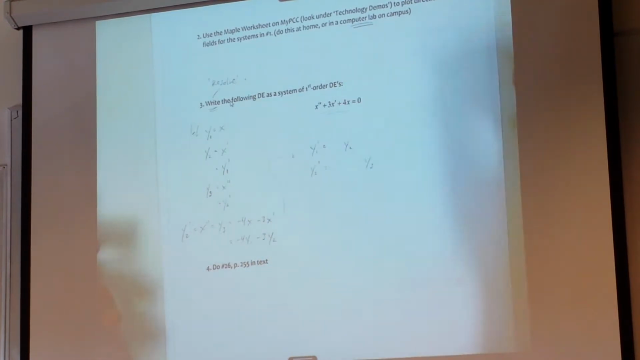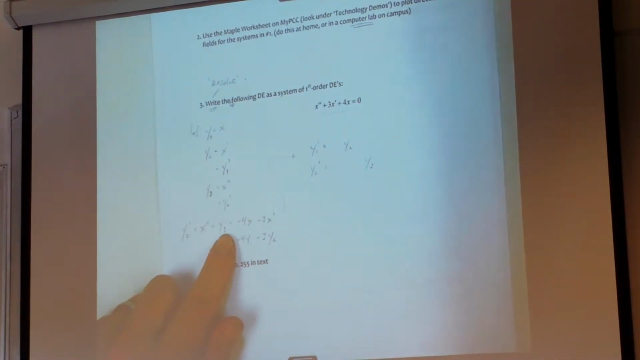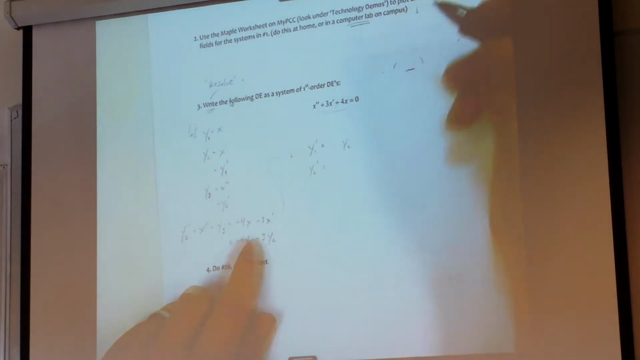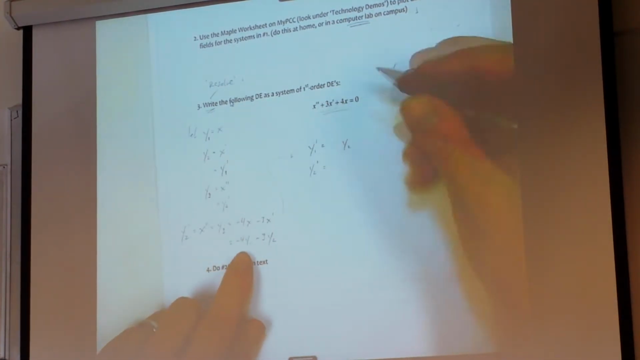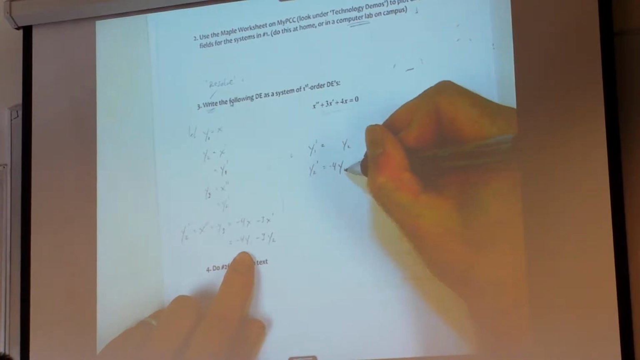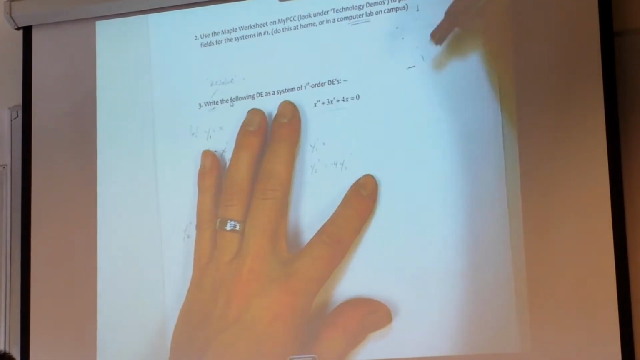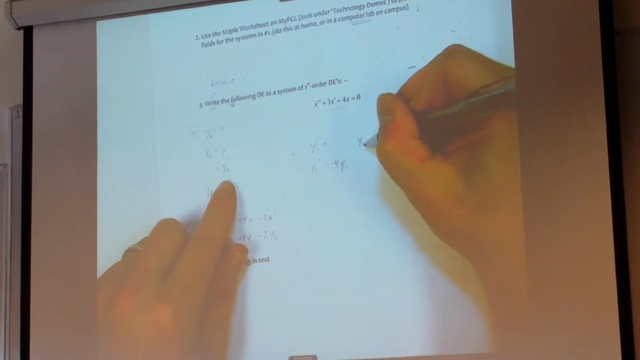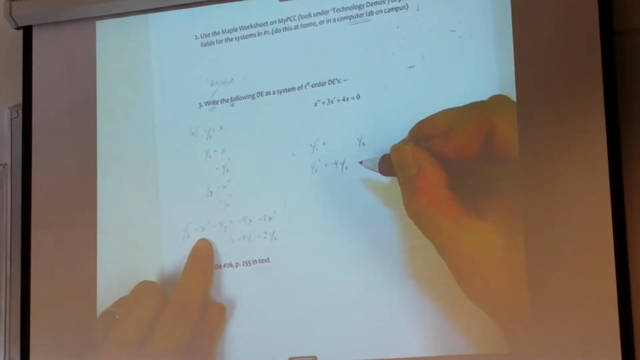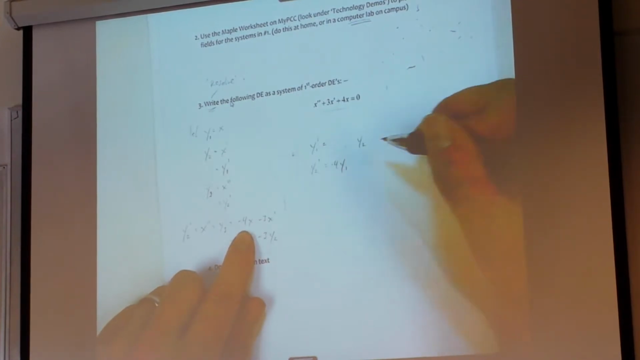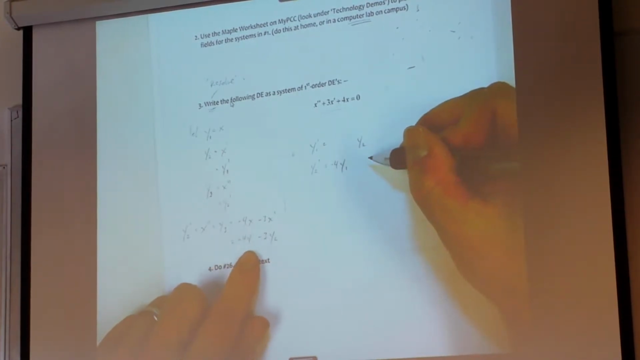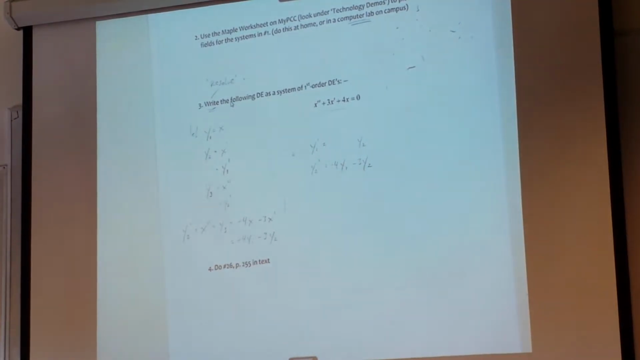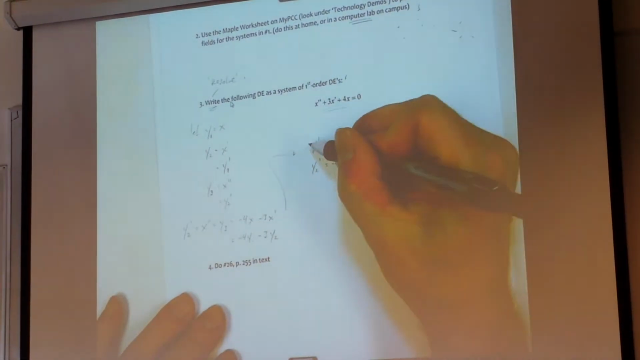What happened here? So y3 is x double prime, which is the same as y2 prime. But this is y1 prime. That's why we got y1 prime equals y2. And y3 is all that bit. So y3 is just negative 4y1 minus 3y2. And y1 prime is y2. Okay, so y2 prime, same as y3, is negative 4y1 minus 3y2. So that would be the system.